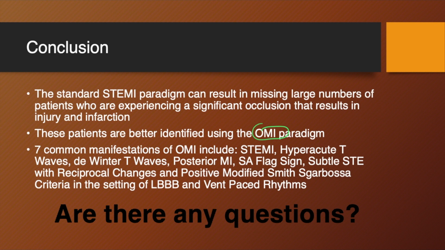And 7 common manifestations of OMI include STEMI, hyperacute T waves, De Winter T waves, posterior MI, South African flag sign, subtle ST elevation with reciprocal depression, and positive modified Smith-Sgarbossa criteria in the setting of a left bundle branch block or ventricular paced rhythm.